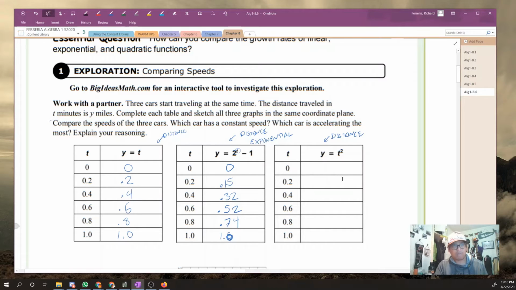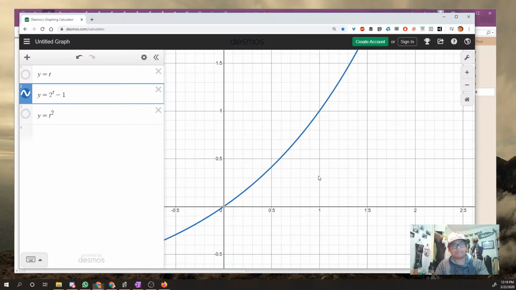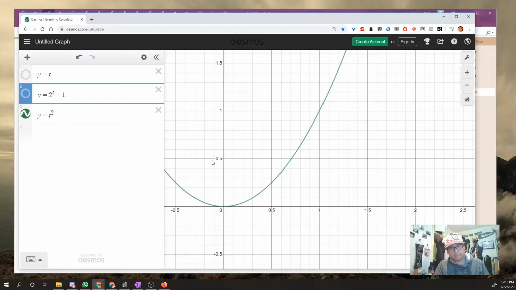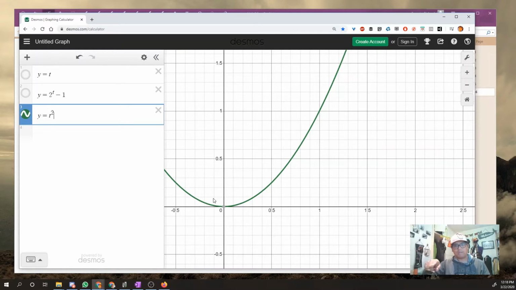Let's do the same thing for y equals t squared. t squared looks like this graph. This kind of looks like the exponential curve; it still has that sloping to it. Here at 0.2 we get 0.04. At 0.4 we get 0.16. At 0.6, we get 0.36. Over here at 0.8, we get 0.64. So let's put that in the chart, and then we'll compare.